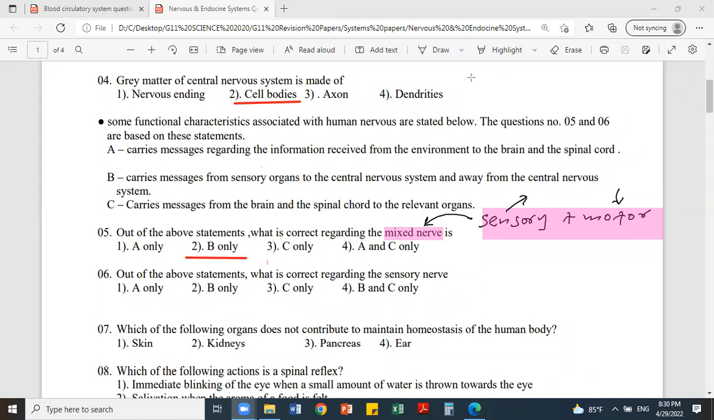So it's B, right? Because a mixed nerve is a combination of both, sensory neuron plus motor neuron. Motor neuron carries impulses away from the spinal cord and sensory neuron towards the spinal cord.